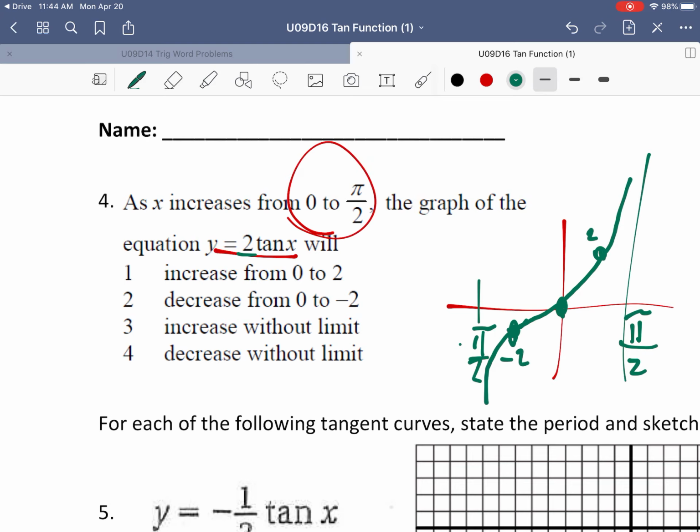So the question is, what will the graph do from 0 to pi over 2? So if we look from 0 to pi over 2, we should be able to see what happens to the graph.